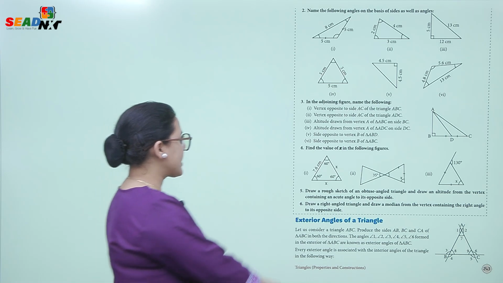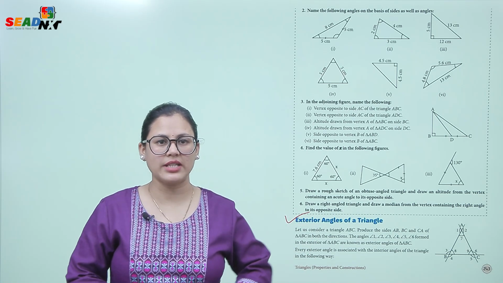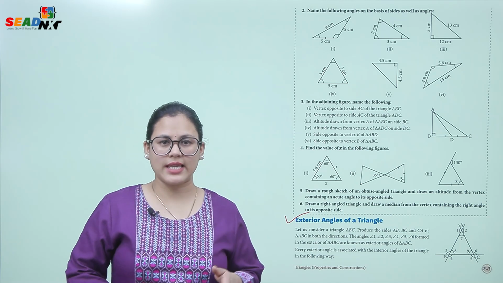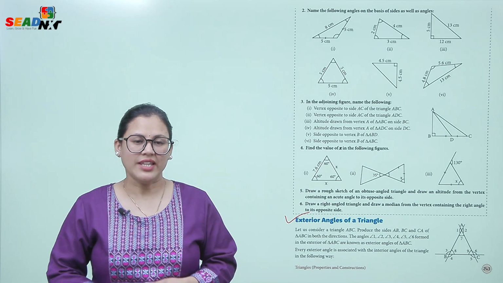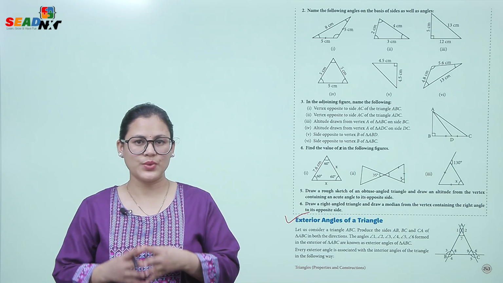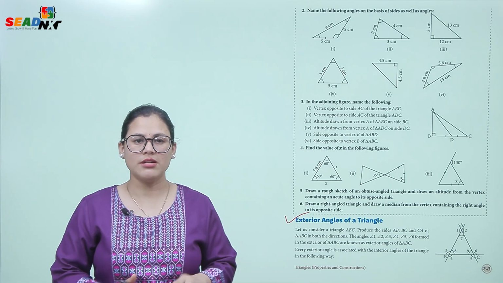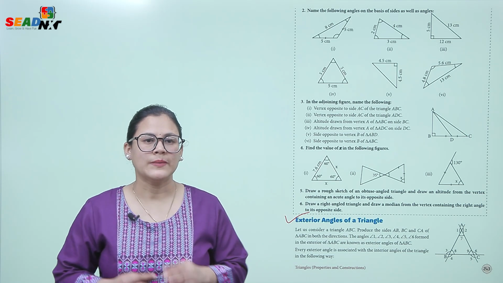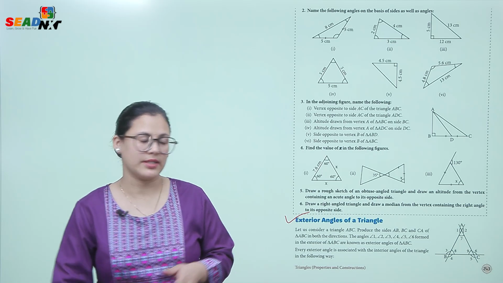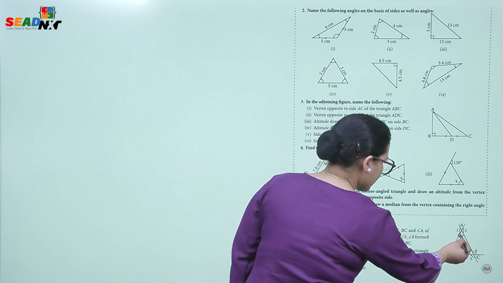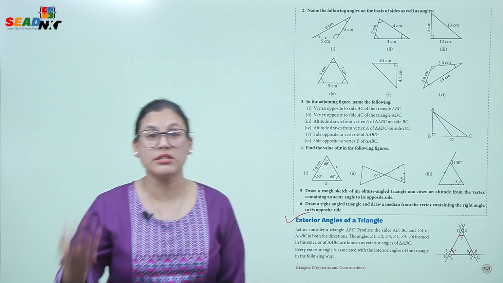Next topic is exterior angles of a triangle. Let us consider a triangle ABC. Produce the sides AB, BC and CA of triangle ABC in both the directions. The angles, angle 1, angle 2, angle 3, angle 4, angle 5, angle 6 formed in the exterior of triangle ABC are known as the exterior angles of triangle ABC. See, these are the interior angles, angle 7, angle 8 and angle 9. Rest of the angles are the exterior angles of the triangle.